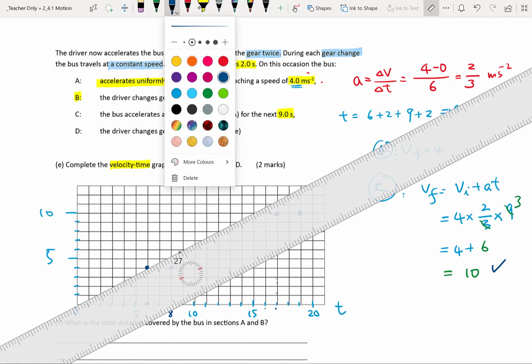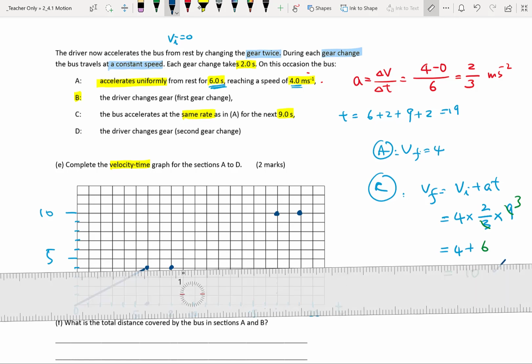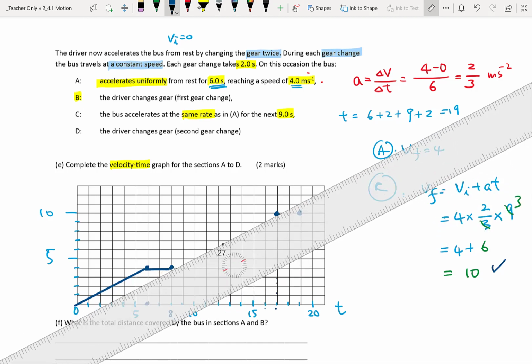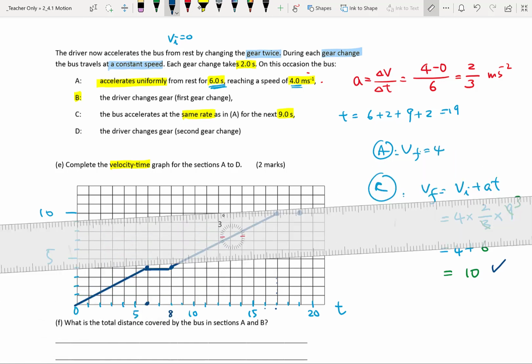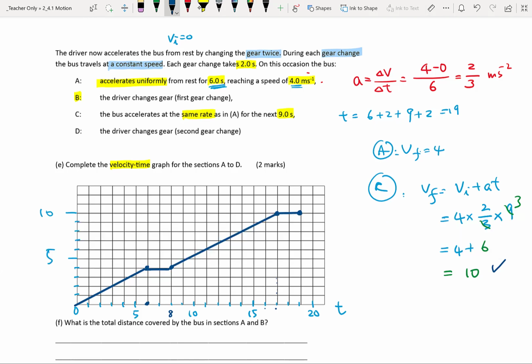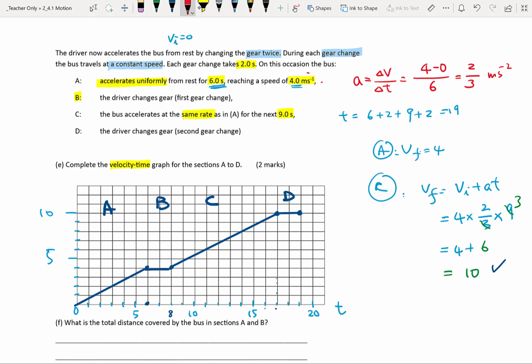I make it slightly thicker, it's easier to see. So this is A. Okay, and this is B. And then this is C. And this is D. Okay, so we have stage A, stage B, stage C, and stage D. Okay, and to make it more specific, we know at this point it will be 6 and 4, and at this point it will be 17 and 10.